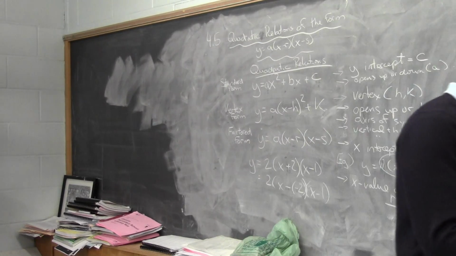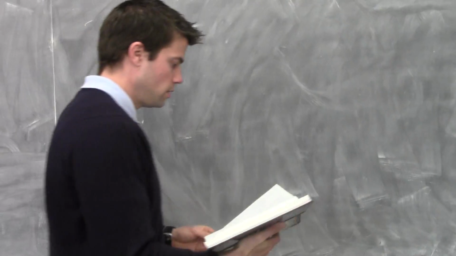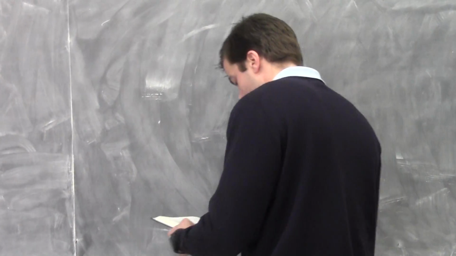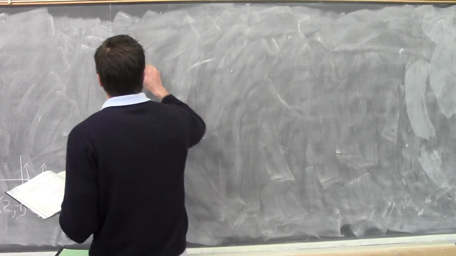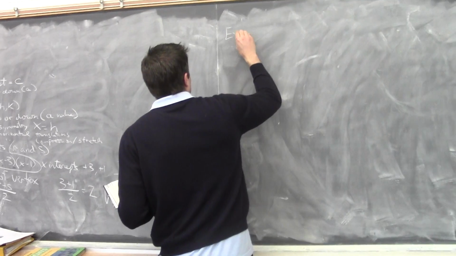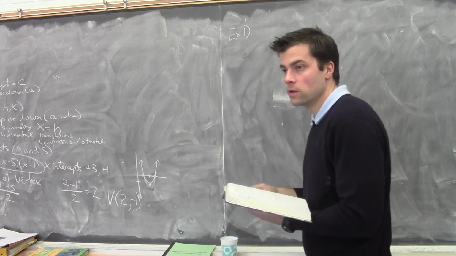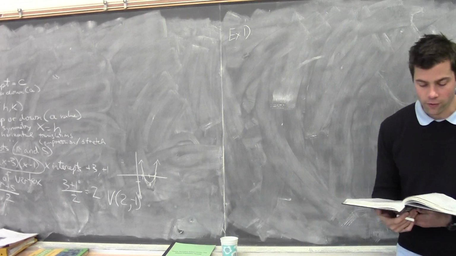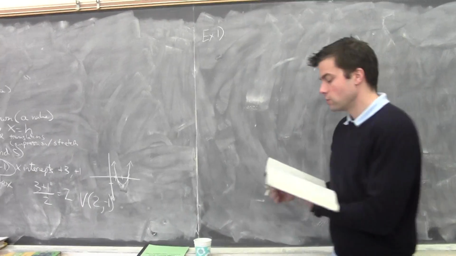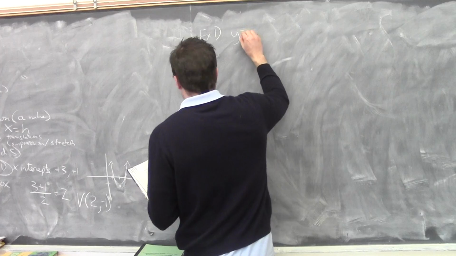All right, let's look at a couple examples and then we'll be done. Example 1, this is on page 190. It says, describe the graph of the quadratic relation. So we have a formula that looks like this.